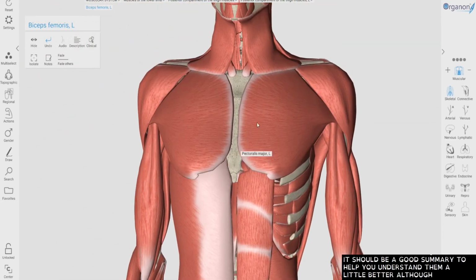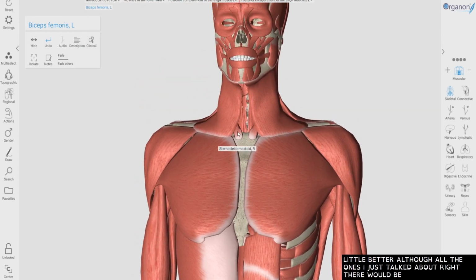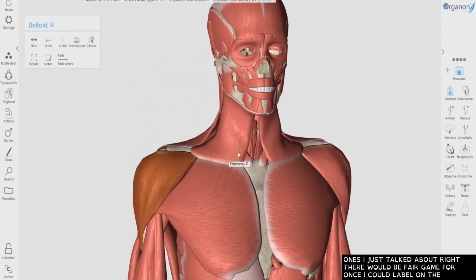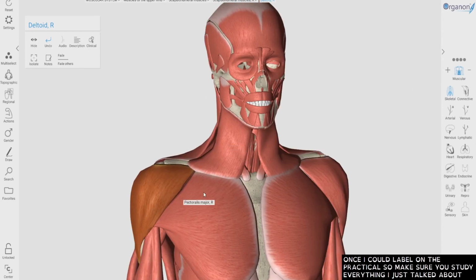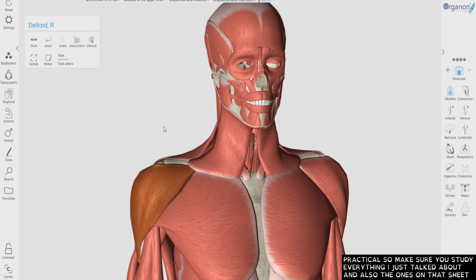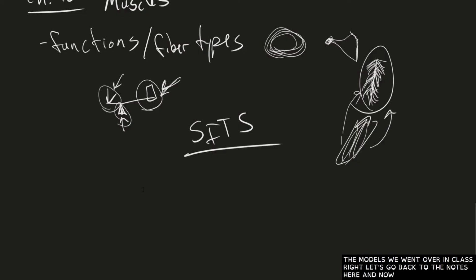All the ones I just talked about right there would be fair game for ones I could label on the practical. So make sure you study everything I just talked about, and also the ones on that sheet, and look at the pictures you have of the models. Most important part to all this, because you have to label them based on the models we went over in class. All right, let's go back to the notes here, and then we are on the last chapter.